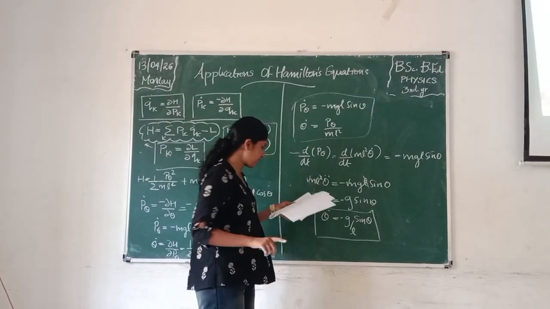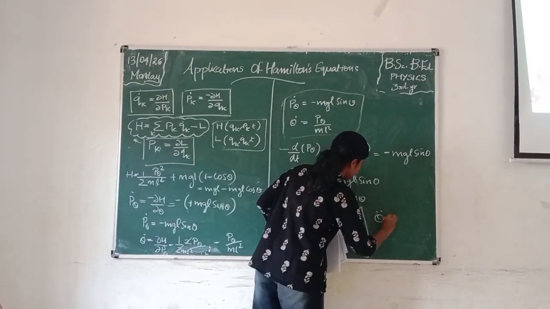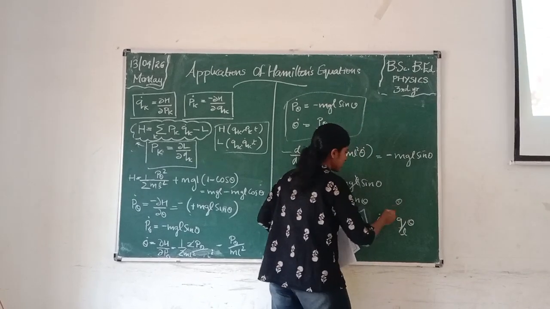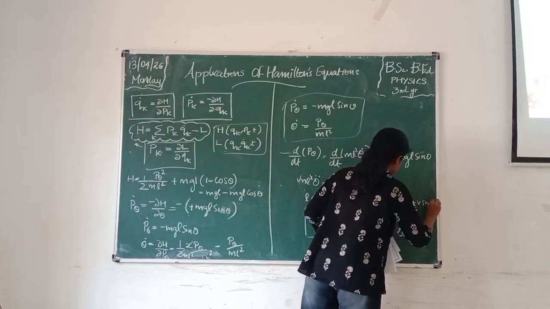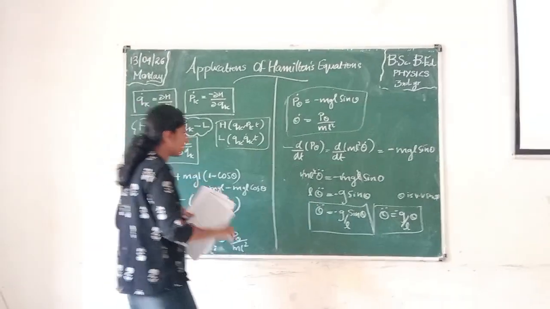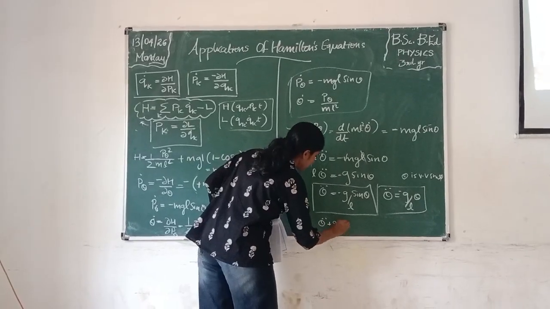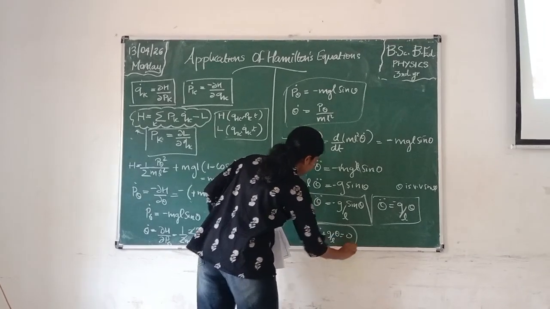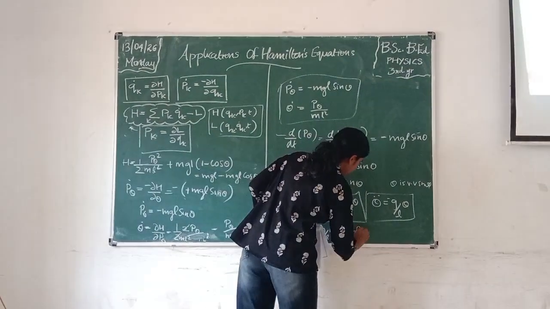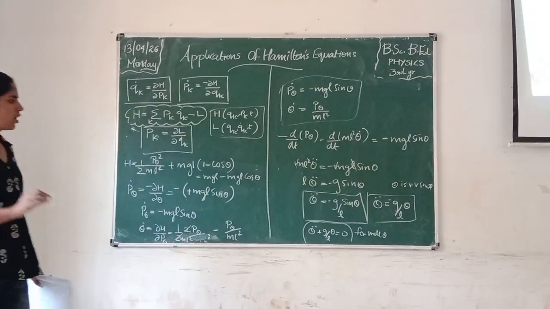And if theta is very very small, then sin theta is almost equal to theta. Then we can write theta double dot is equal to minus g by l into theta, if theta is very very small. Okay. So this is the equation. We are taking that into LHS. Theta double dot plus g by l into theta is equal to 0, for small theta. Okay, so this is the equation of motion for simple pendulum.